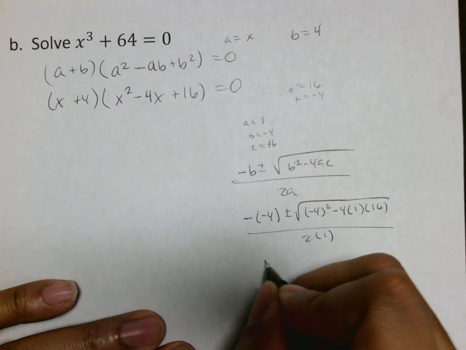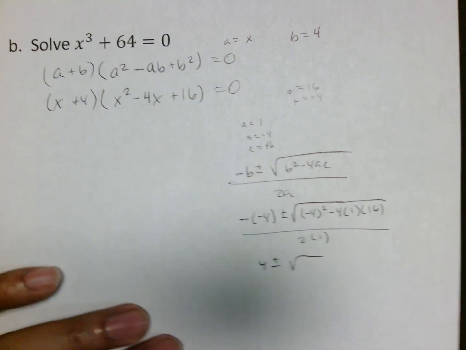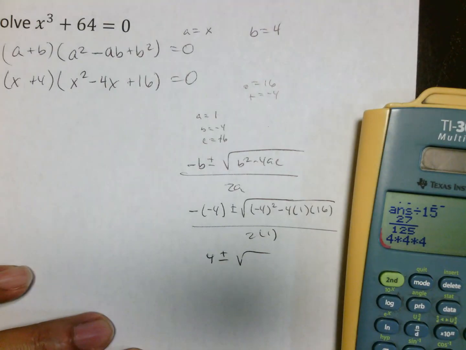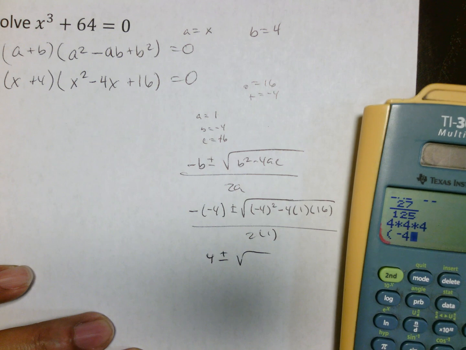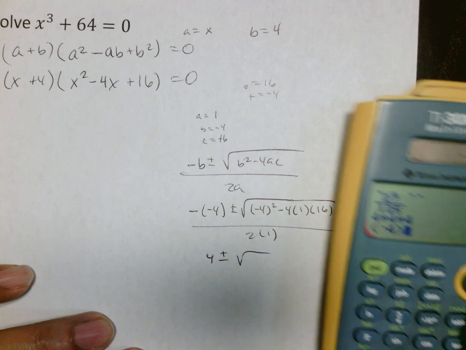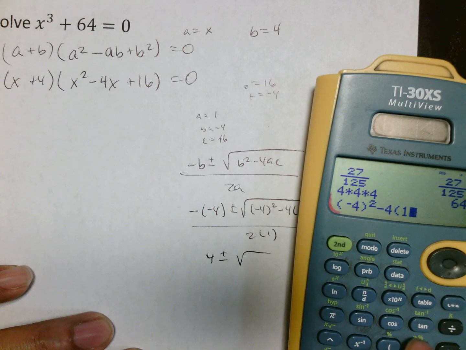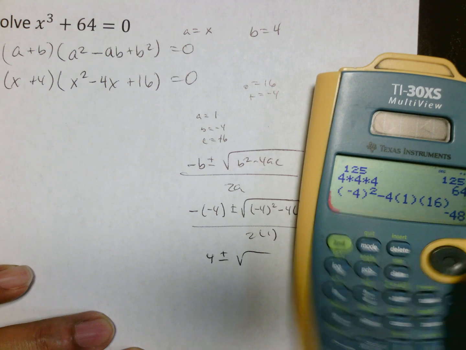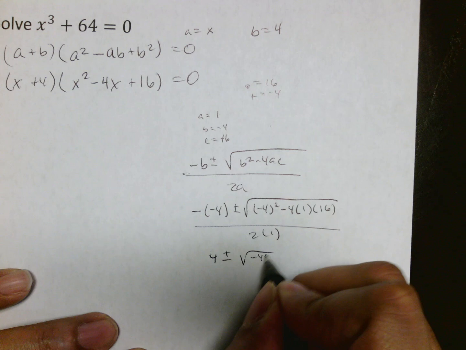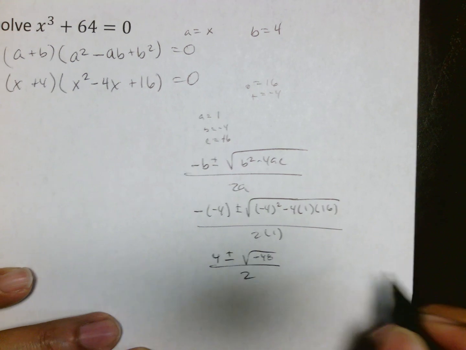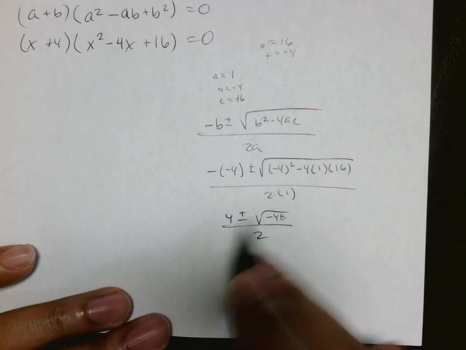We simplify that to be 4 plus or minus square root of whatever is there, so we have parentheses negative 4 squared minus 4 times 1 times 16, which is negative 48. That's a beautiful thing, over 2. And again, now we have to simplify this.